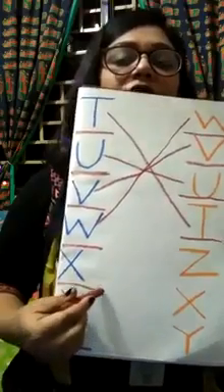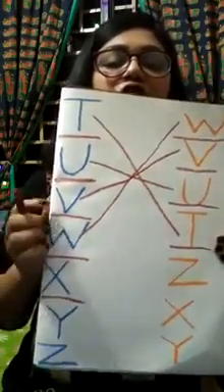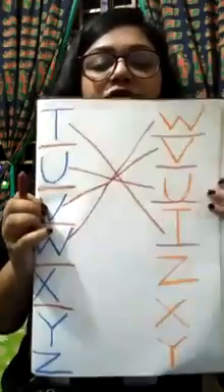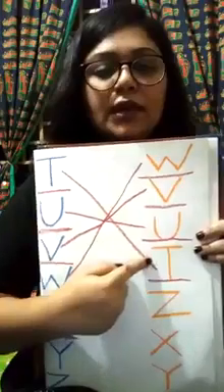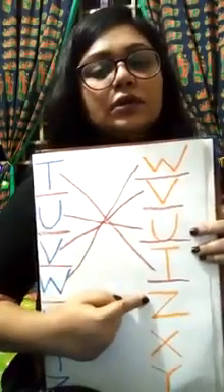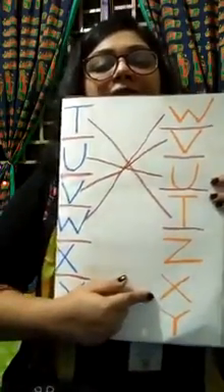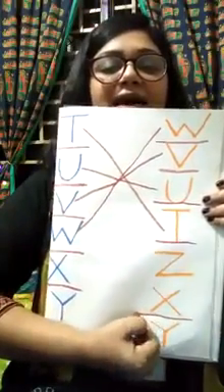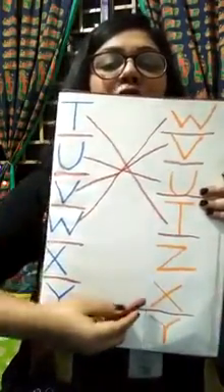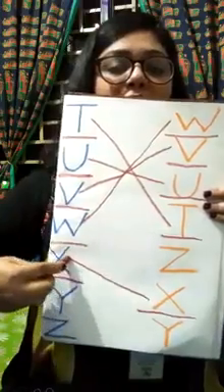Alright, after W comes X. X for Xmas tree or Christmas tree. Okay, let's find the X here. Is this X? No. Is this X? No. Is this X? No. Is this X? Yes! This is the X. Let's join the two X.